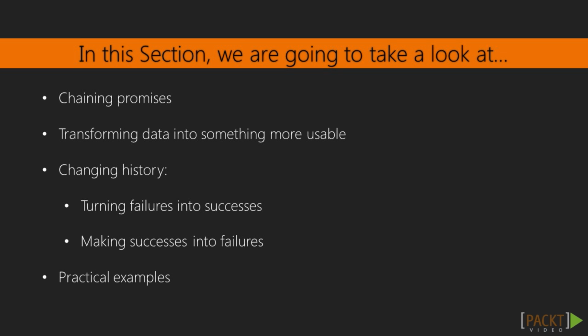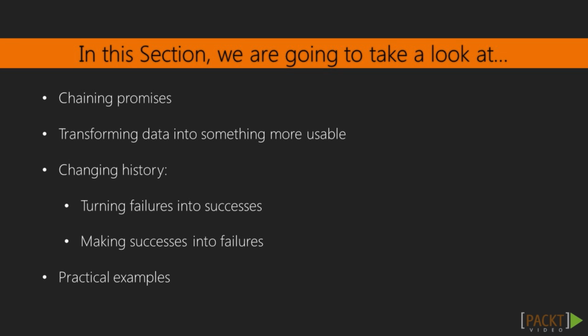There are several difficulties in handling asynchronous flows, and in this section we will go through 4 of the features that promises implement and that can help handle such flows. So we'll start with, first of all, executing several asynchronous actions in series, which we call chaining promises.